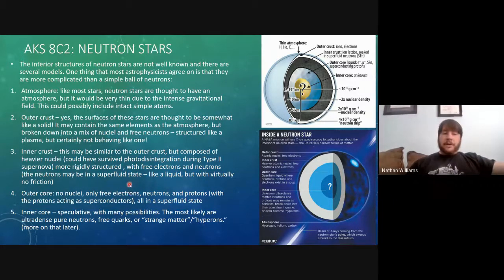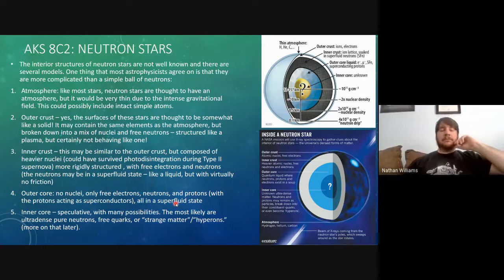The outer core. So now we talk about the core of a neutron star, which the whole star used to be a core. So we get cores within cores, as it were. It says there are no nuclei at this point in the outer core, only free electrons, neutrons, and protons. So now you've only got individual subatomic particles, no more complicated structures than that. And here we've got protons, free at this point and moving around. In a superfluid state, that means they can act as superconductors because they are charged particles, protons being positively charged, and we'll come back to that.